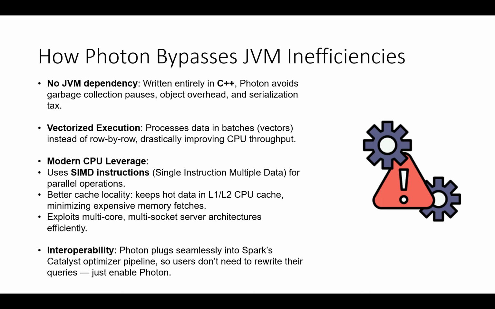Also, Photon can seamlessly plug into Spark's Catalyst optimizer pipeline. It doesn't mean that with Photon coming in, we have to rewrite the queries that were earlier written. No, Photon can be enabled by a configuration, and Photon and Catalyst optimizer can work hand in hand. Catalyst will optimize like it was doing, and Photon will give that extra benefit by removing all the overheads that earlier were there with the JVM bottlenecks.